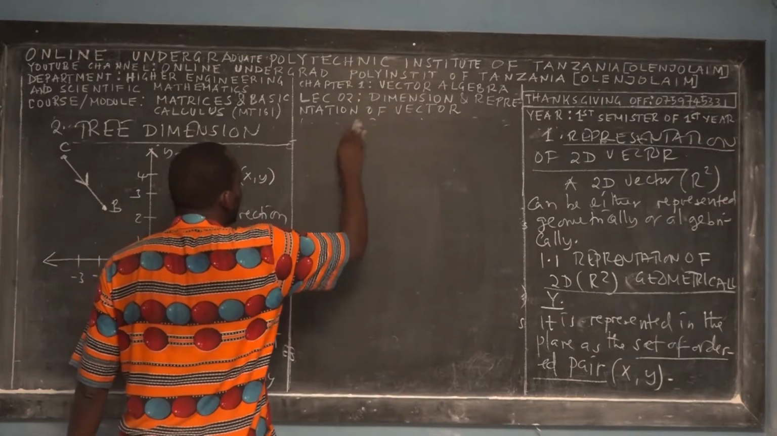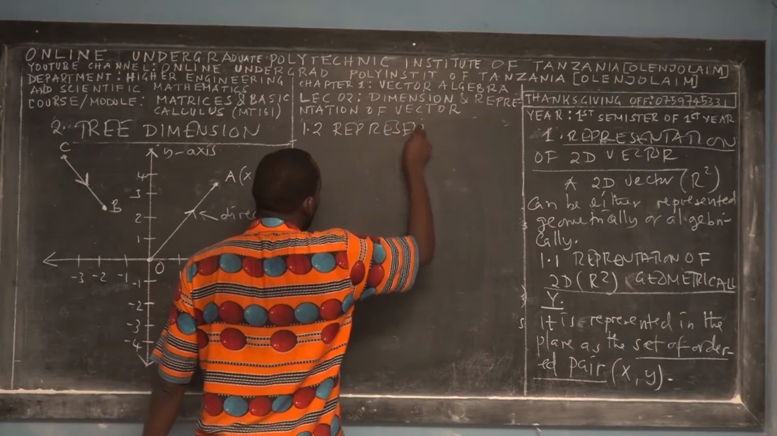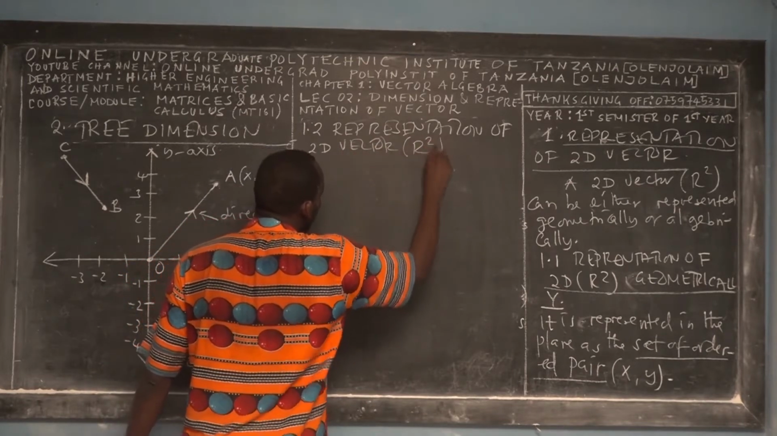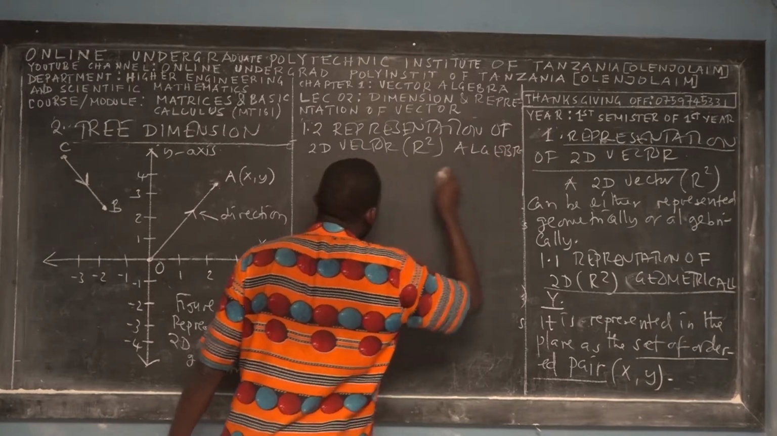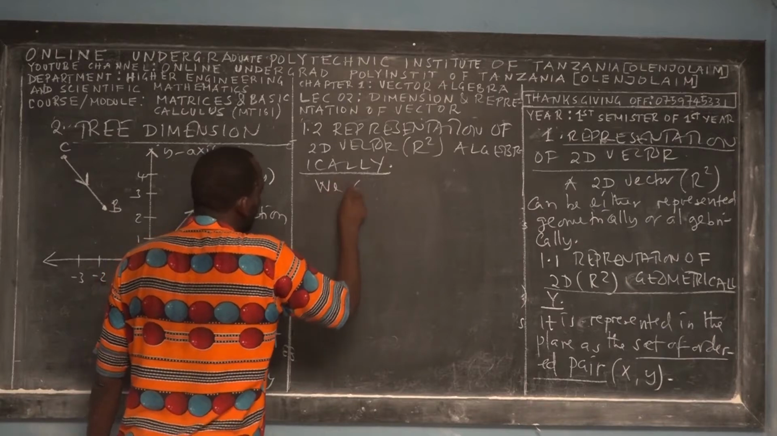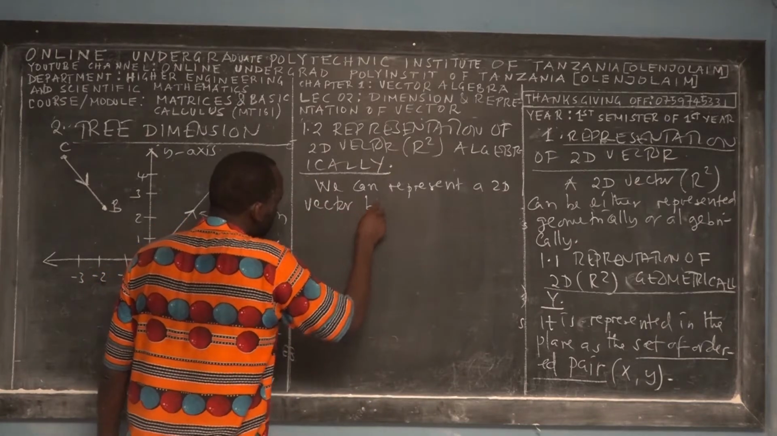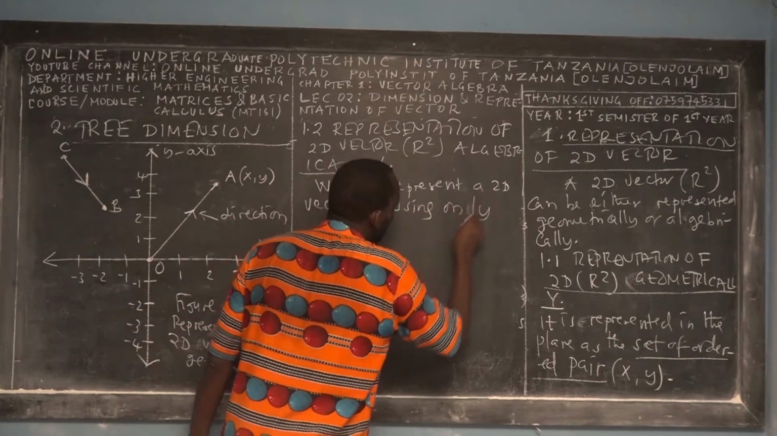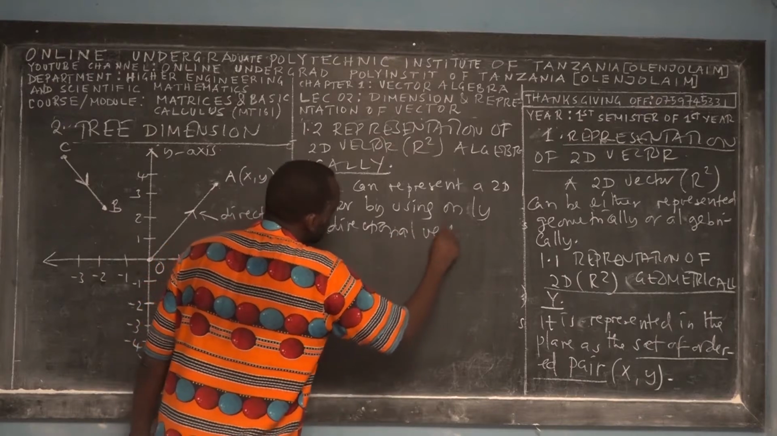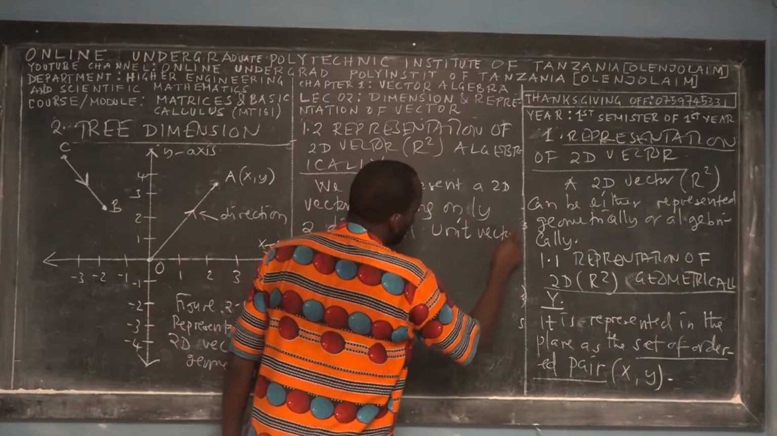Then the second method of presenting a two-dimensional vector is to say that the presentation of what? Presentation of a two-dimensional vector, and this is in R squared, algebraical. Okay? So we say that we can represent a two-dimensional vector, right? Okay, by using only two directional unit vectors, two unit vectors.